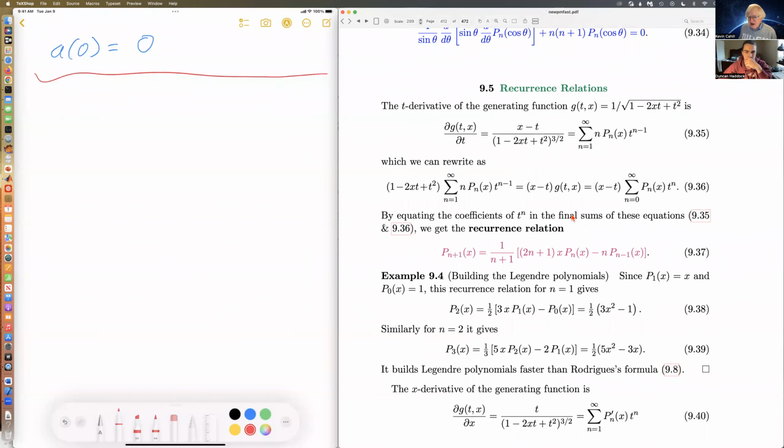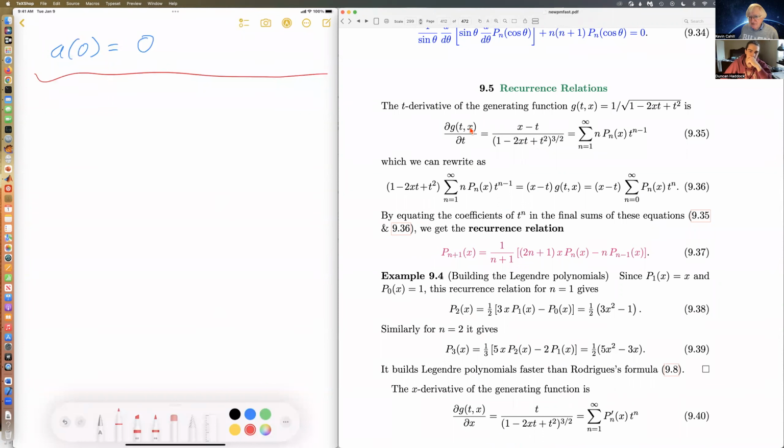There are various recurrence relations. In fact, there are probably infinitely many recurrence relations that one can derive. I'm not going to go through them. There's one that's particularly useful.